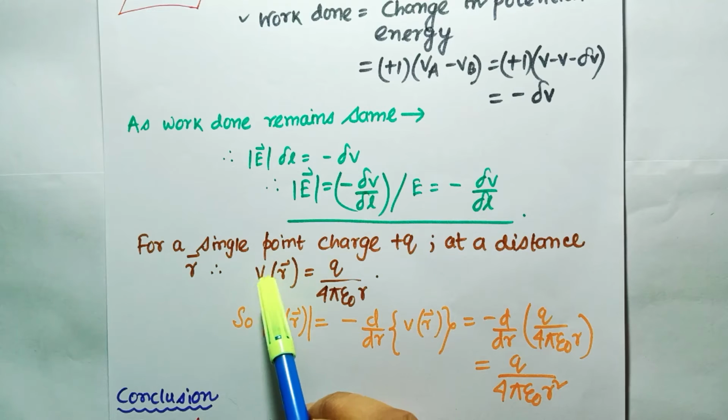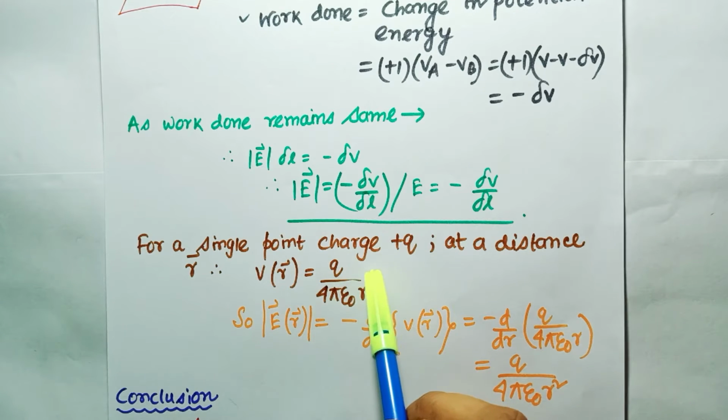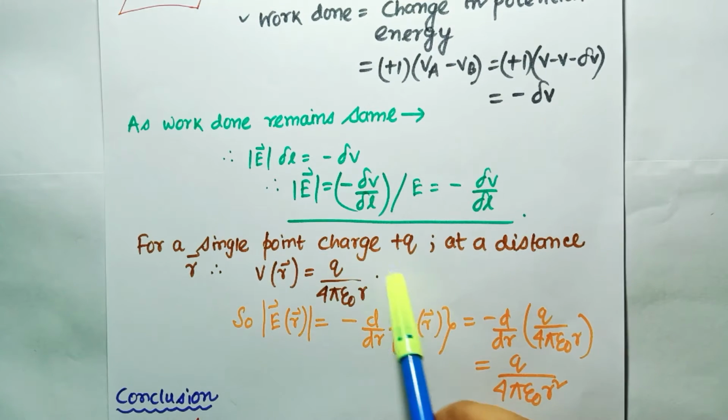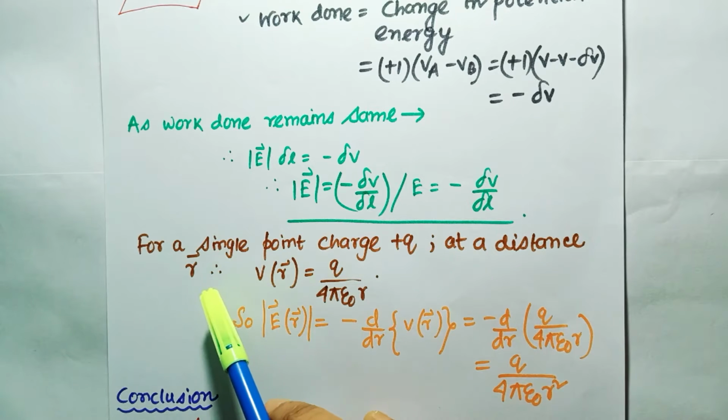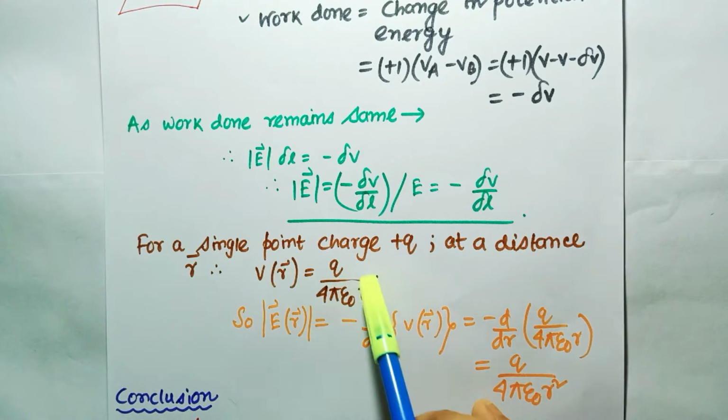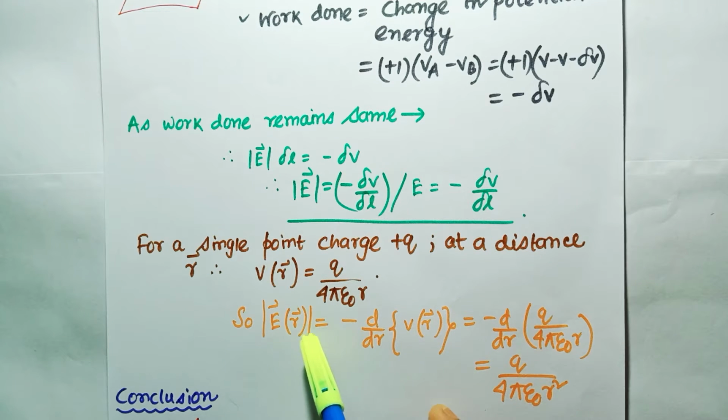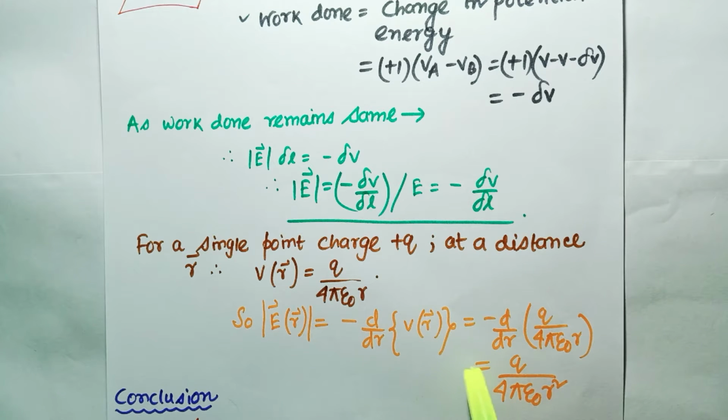For a single point charge plus Q at a distance, position vector r, at some point, the potential is equal to Q by 4 pi epsilon naught r. So the magnitude of electric field will be minus d/dr of V(r). It means Q by 4 pi epsilon naught r square.